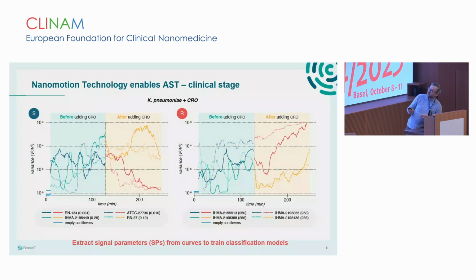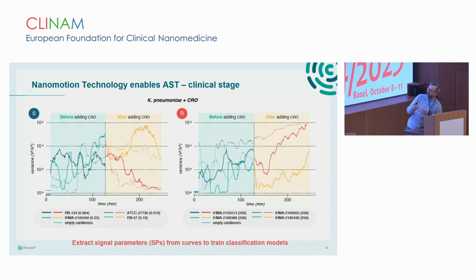And you see the response of susceptible bacteria on the left, these are all Klebsiella isolates, all susceptible. In brackets, you see the MICs. They react differently to the drug. You see this trend going down. Some are going down faster than others. And for the resistant, you also see the trend going upwards, but not always that straightforward.